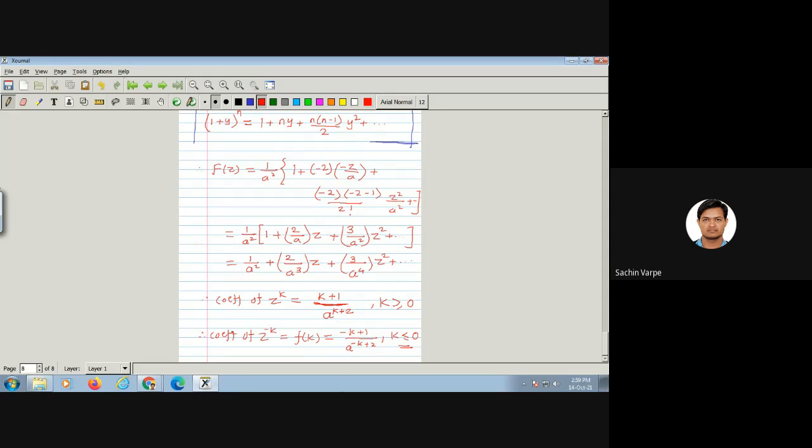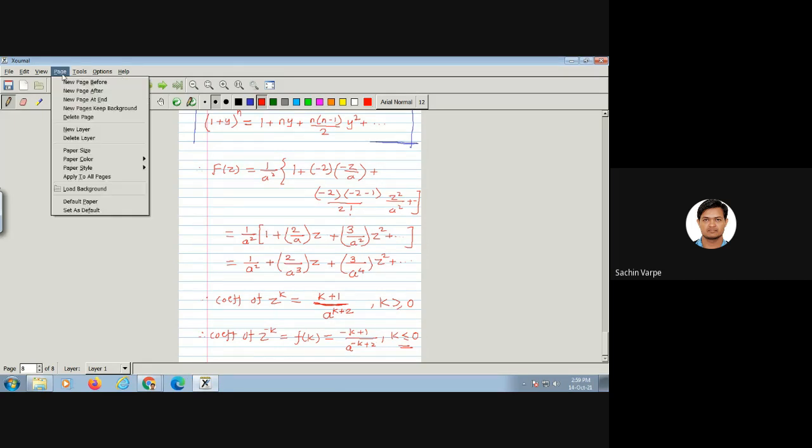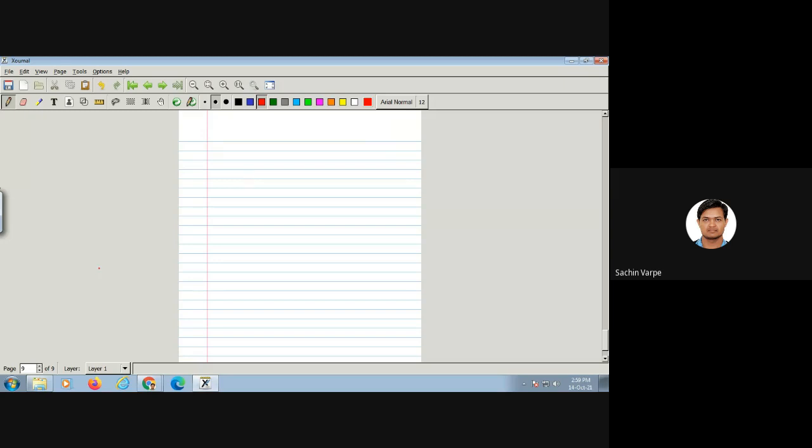So this is all about the power series method. Let us have one more example with a brief discussion, and then in the next lecture we will start with the next method. Actually, I'm going to conclude this in the next lecture.